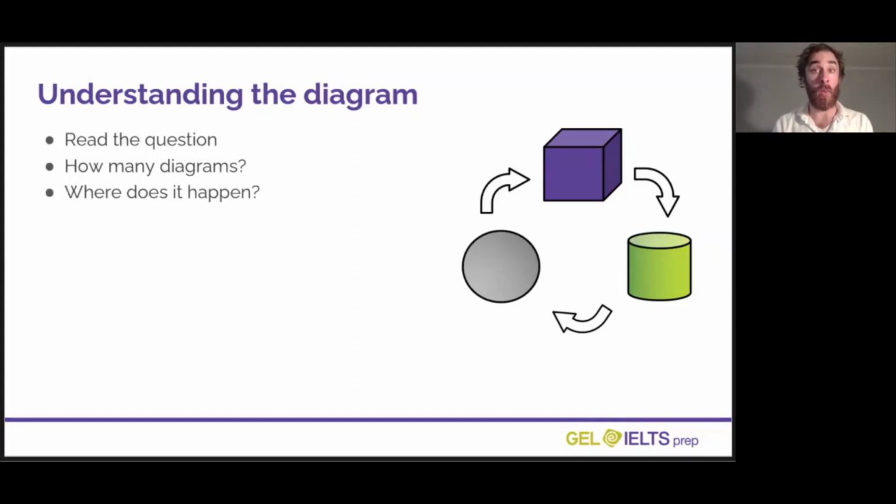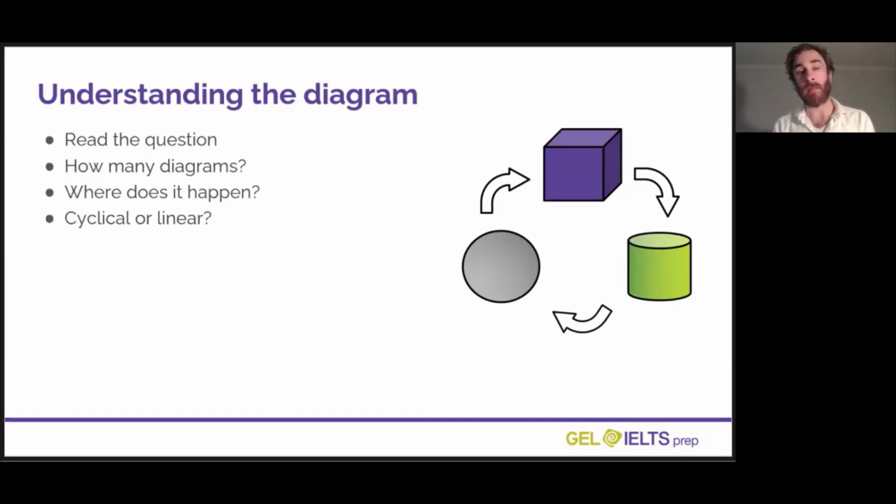It's important to know where the process is happening. So is it happening inside the human body? Is it happening in a factory? Is it happening in the natural world? By understanding the location of the process, it will help you be clear about what is going on.